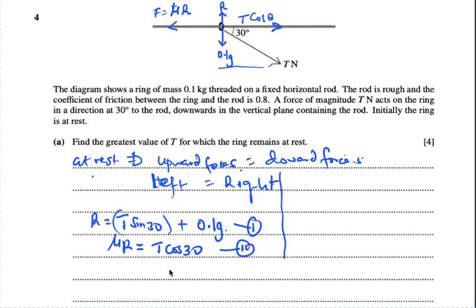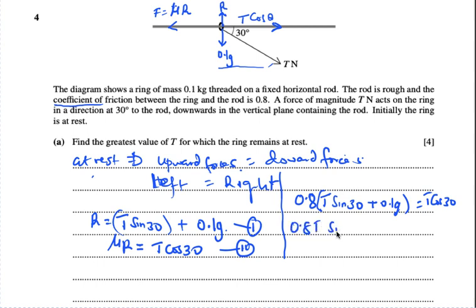So we have equation 1 and equation 2, and we are going to use these two equations to find the value of T. So mu R, where mu is the coefficient of friction, 0.8, and R we already have as T sine 30 plus 0.1g, and we equate it to T cos 30. Now we just have to make T the subject.